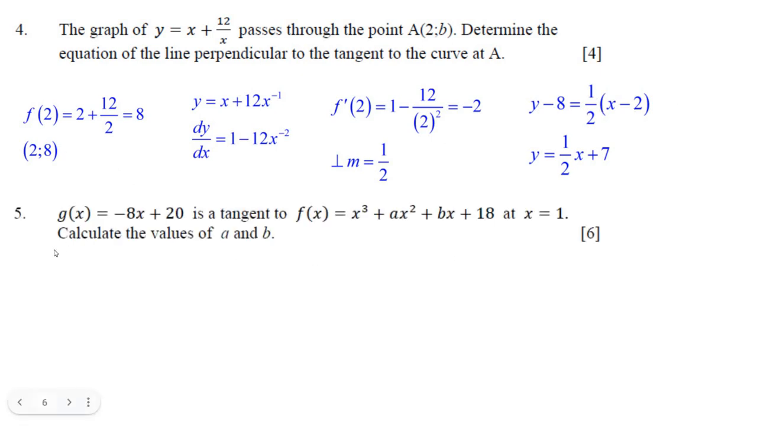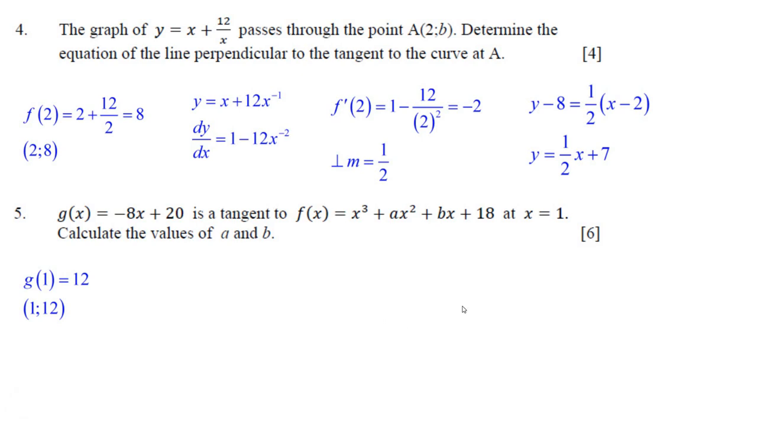There you go. Now the next question says that g of x is a tangent at some point at x equals 1. I don't know what y is, but there's the equation of the tangent line. I could figure out the y value if I took 1 and put it in here. In fact, let's do that. g of 1 is minus 8 times 1 plus 20, which is 12. So (1, 12) is the point of tangency. It's a point that fits on f, and it's a point where the tangent line touches.